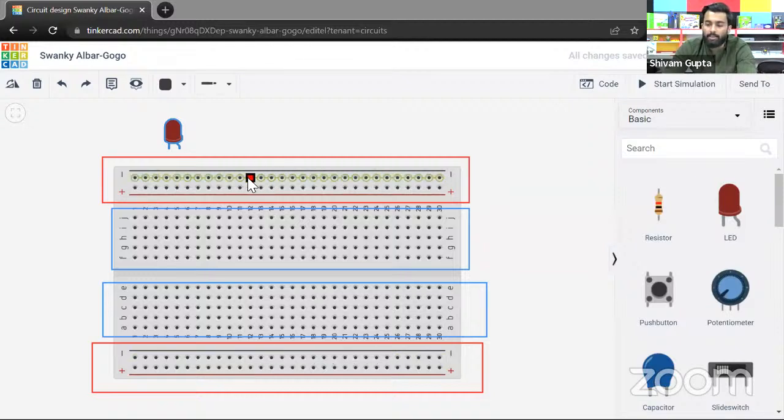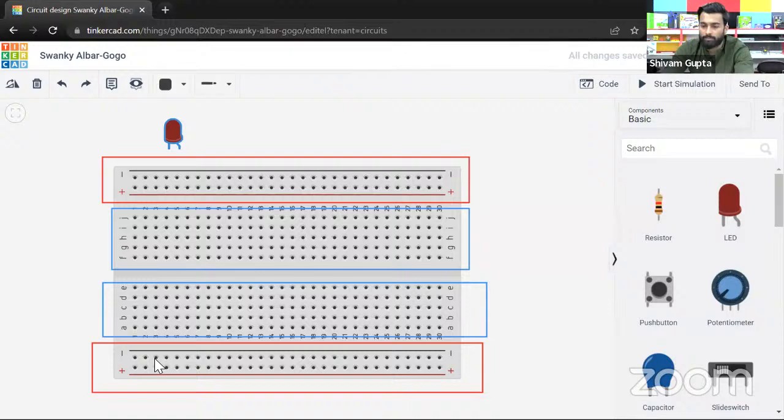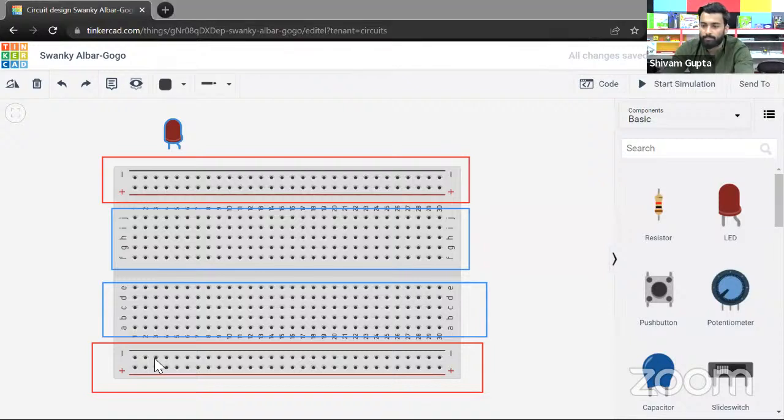So here we can see that the connections that are to be made in the top and bottom column, it has to be in a horizontal way, or you can say that current flows in a horizontal direction. Let me show a screen. Okay, so here, if I'll show my screen.